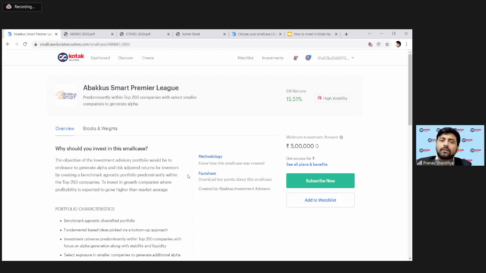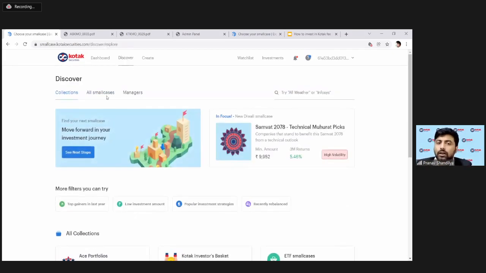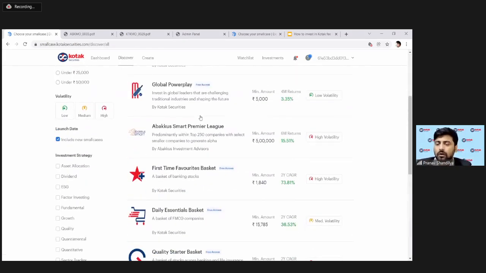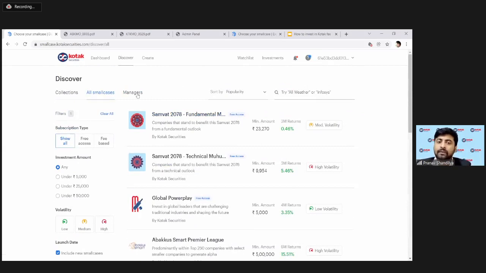So now that we have understood what smallcases are, what you can do is click on Discover and click on All Smallcases, and you can take a look at all the smallcases that have been listed here. Today, we'll be talking about specific smallcases, which are, I would say, the top performing ones and the ones that have been picked by the Kotak research team. So that is how we are going to go about taking a look at these particular smallcases.